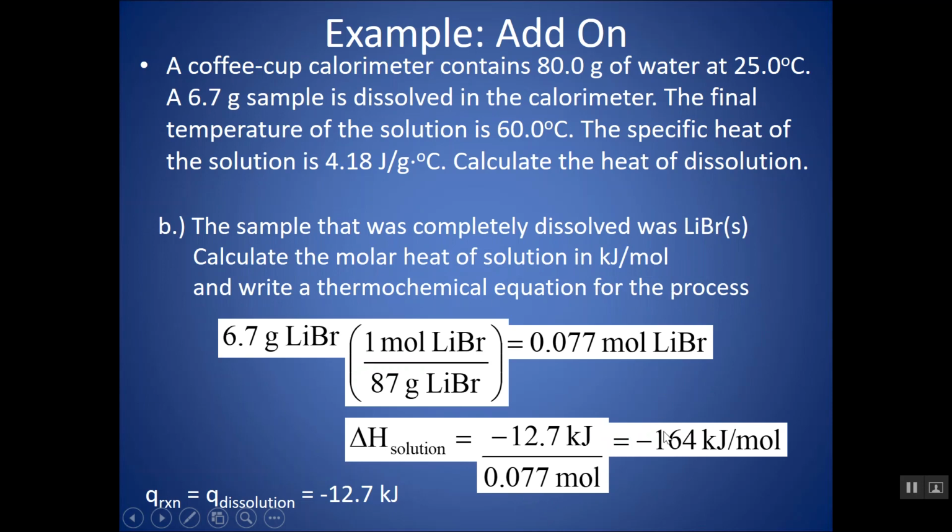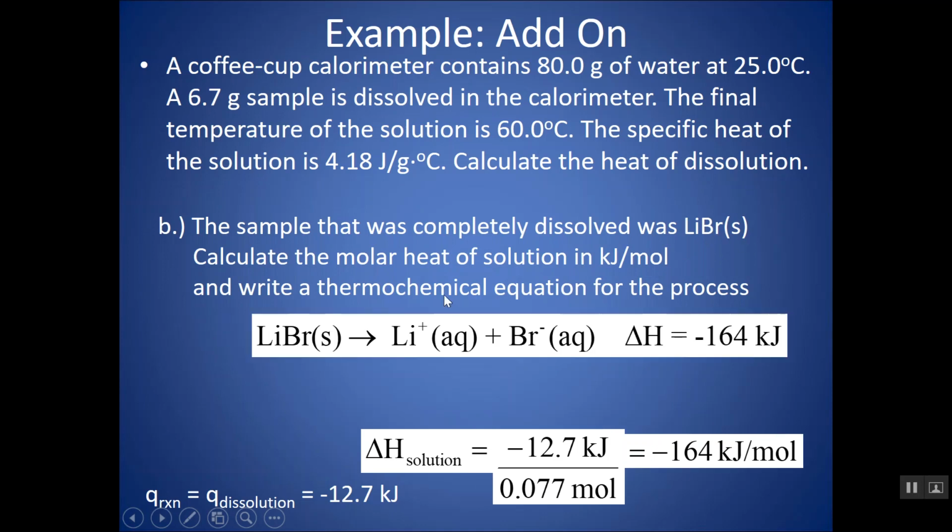So this is my delta H. All I have to do is show the dissolution of LiBr solid. So I would be starting with LiBr as a solid, and it would be dissolving into and breaking up into its constituent ions, Li plus and Br minus. It's a strong electrolyte, group 1, it's fully soluble, so it completely breaks up. And my delta H would be negative 164 kilojoules.